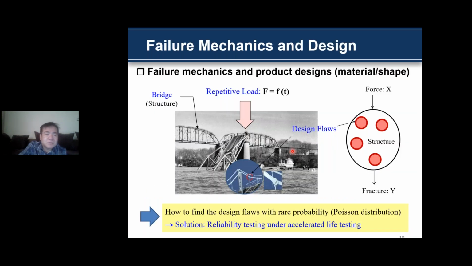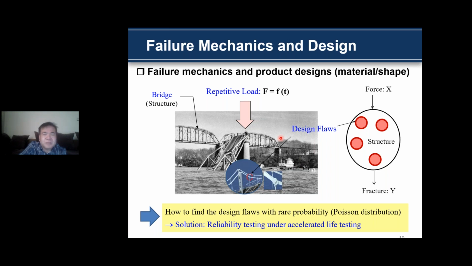This is the failure mechanism of a product's design. This is a structure, and the structure is subject to repetitive stress. If there is some design fault in the structure, the structure will collapse within its anticipated lifetime. The issue is how to find the design flaw in the early stage of probability. The solution is life testing, using accelerated life testing.